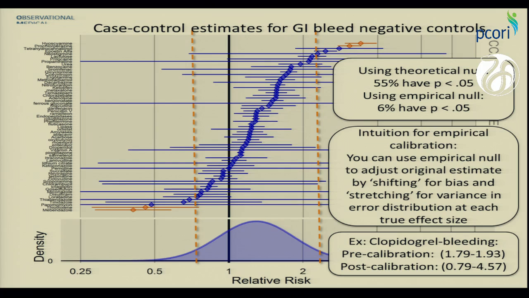So in that example of the GI bleeding, pre-calibration, we had estimated an effect size with a confidence interval that went from 1.8 to 1.9. So we had believed that we had a very tightly coupled effect estimate. Post-calibration, after we accounted for this empirical null distribution, our effect estimate goes from 0.8 to 4.5. That means two things. One, it means we can't say that we had something statistically significant. But secondly, we also can't rule out the fact that the effect is larger than 2. What this is helping us do is account for the uncertainty to understand the amount of variability that we'd have in our estimate.